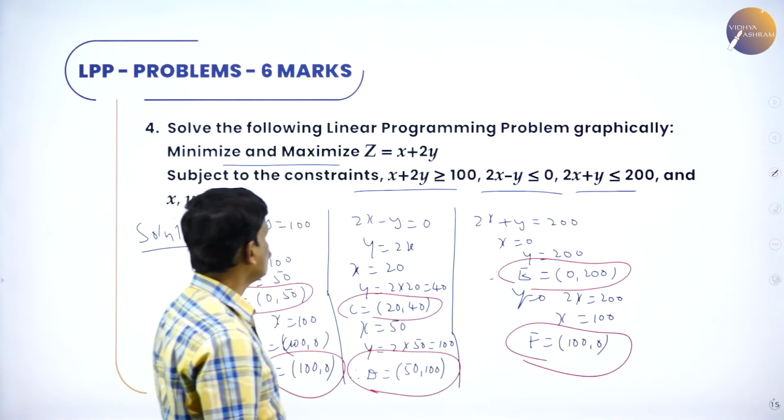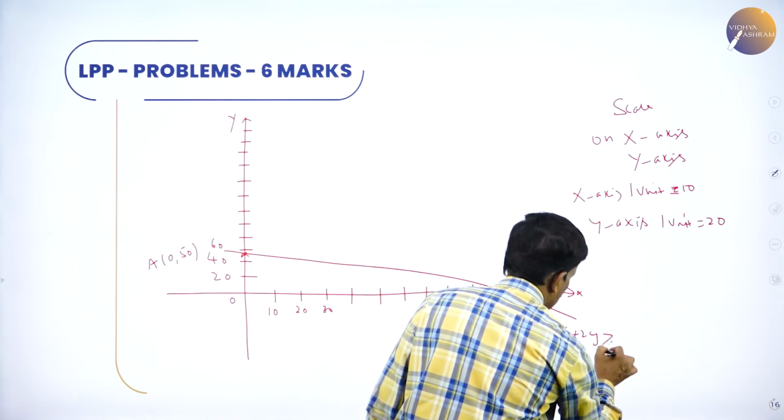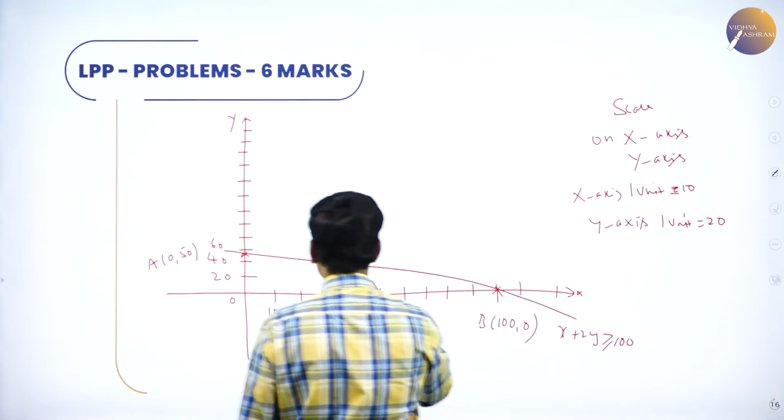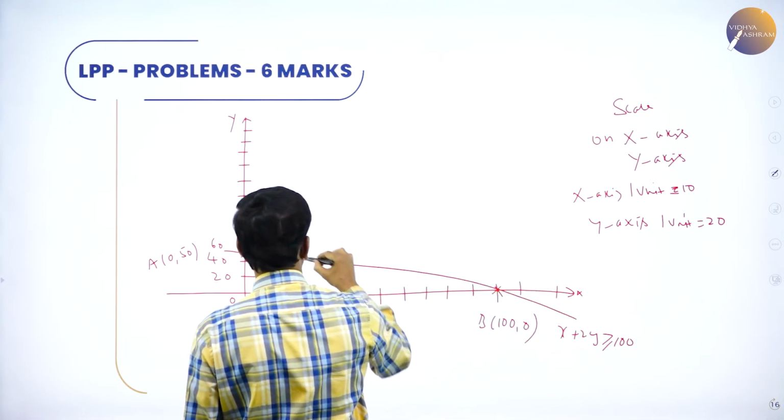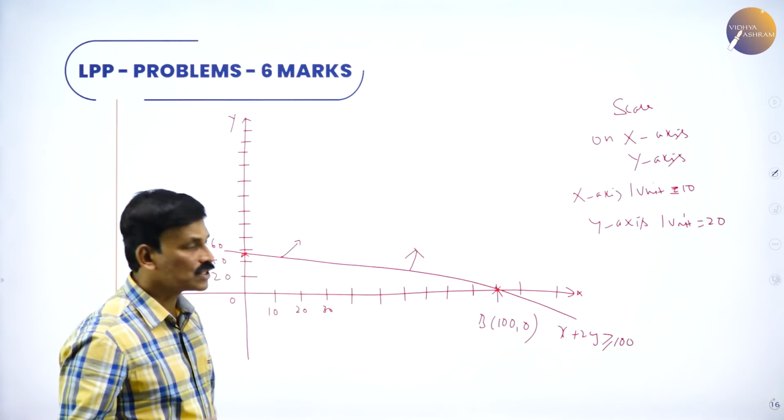x plus 2y is greater than or equal to 100. So x plus 2y is greater than or equal to 100. That means the feasible region is away from the origin. It is going in the upward direction. Let us come to the next, the second.